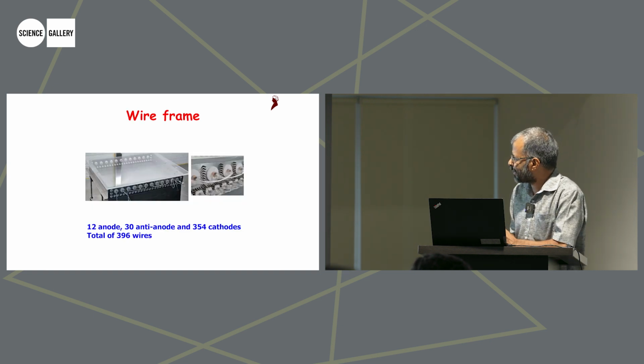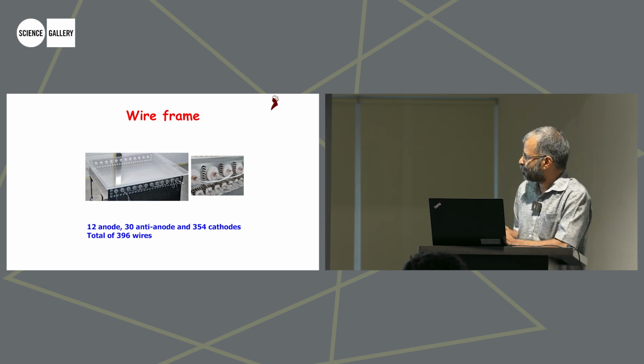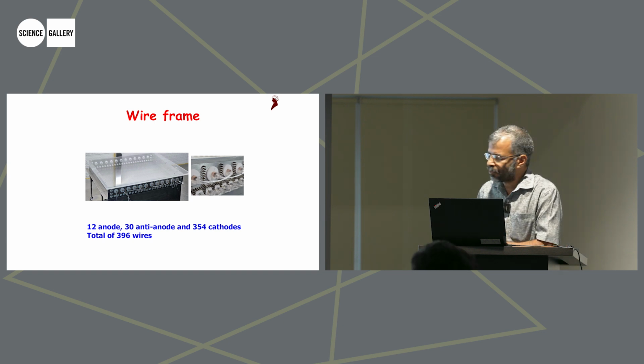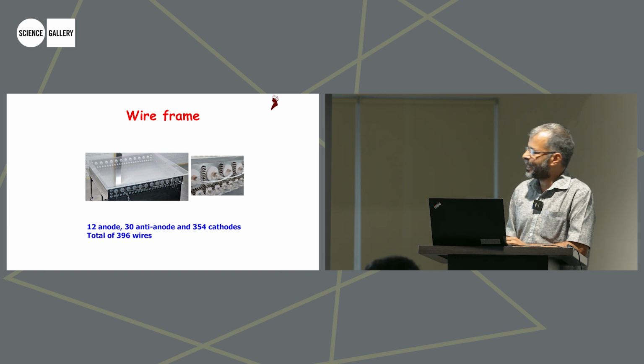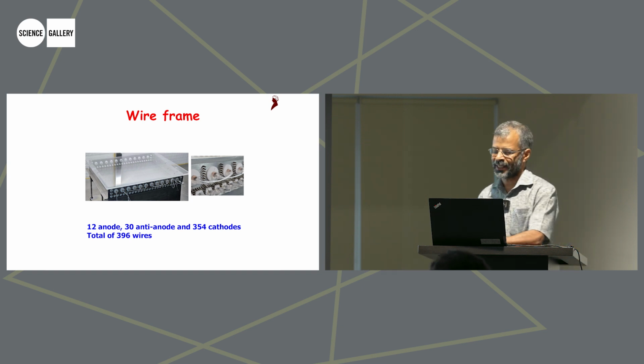So, this is the wire frame, and this is a zoomed in version of the wire frame. What you see here is each cell has the cathode wires, and in the center there is an anode wire. In total there are 12 anode wires, 30 anti-coincidence wires, 350 cathode wires, in total 396 wires have been wired here.